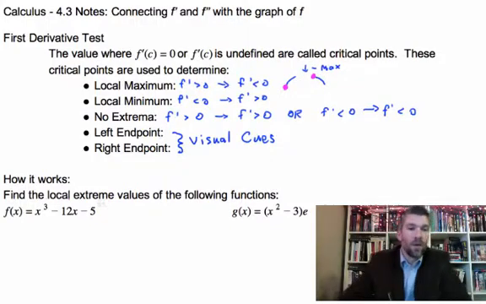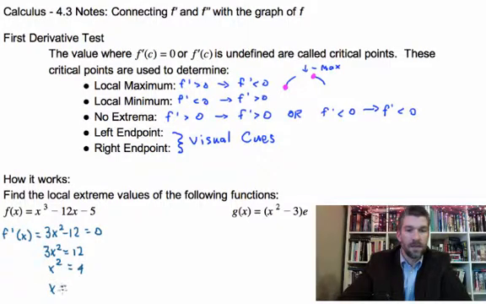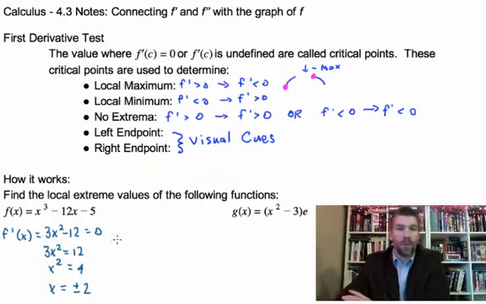Okay. So we're going to find the extreme values of the following functions. What are we going to do? We're going to look for the derivative. f prime of x is equal to 3x squared minus 12, and we're going to set that equal to 0. When we solve this out, 3x squared is equal to 12, so x squared is equal to 4, so x is equal to plus or minus 2. Those are my critical points, when x is plus 2 or minus 2. That's going to tell me what's going on.